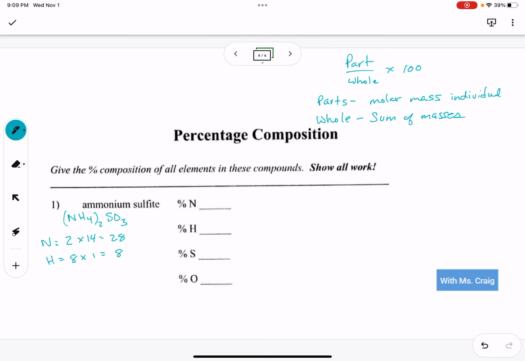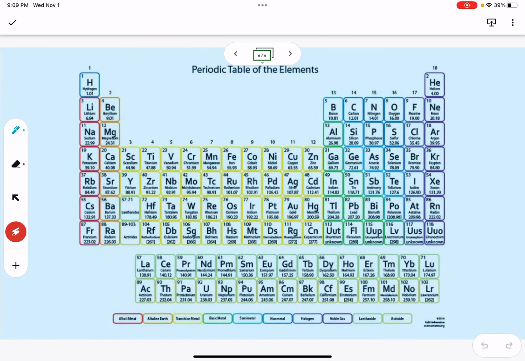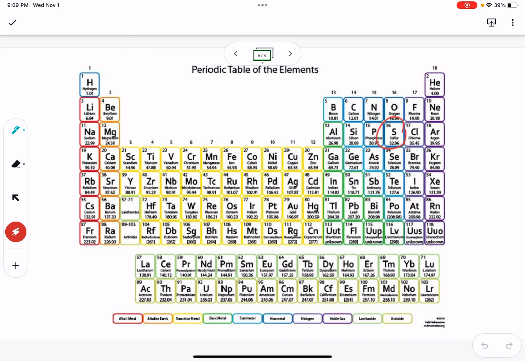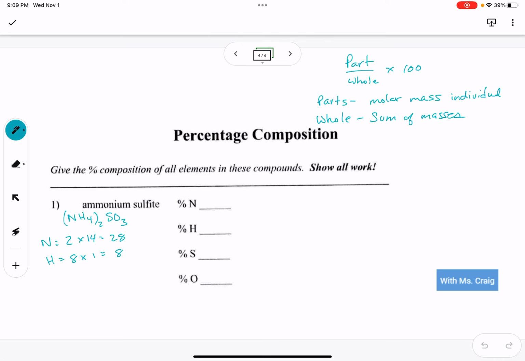And now let's look up sulfur and see how many we have. Sulfur, we've got 1 sulfur, and we look it up on the periodic table. Sulfur has a mass of 32. So we have 1 times 32 for sulfur. We have 1 of them, and it's times 32. So that's 32 parts for the sulfur.